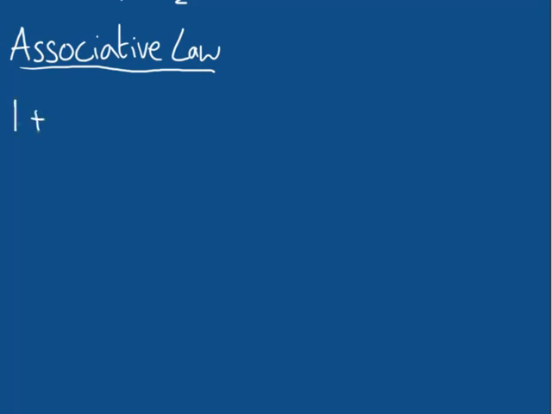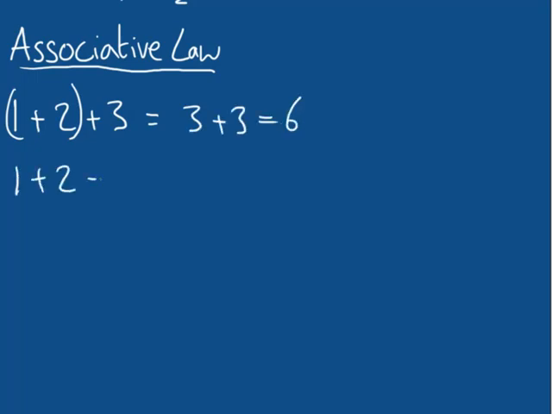So 1 plus 2 plus 3. We could group these numbers in two different ways. We could group the 1 and the 2 together with parentheses, which gives us 1 plus 2 is 3, plus 3, which equals 6. Or, alternatively, we could group the 2 and the 3 together with parentheses, which gives us 2 plus 3 is 5, so 1 plus 5, which is also equal to 6.